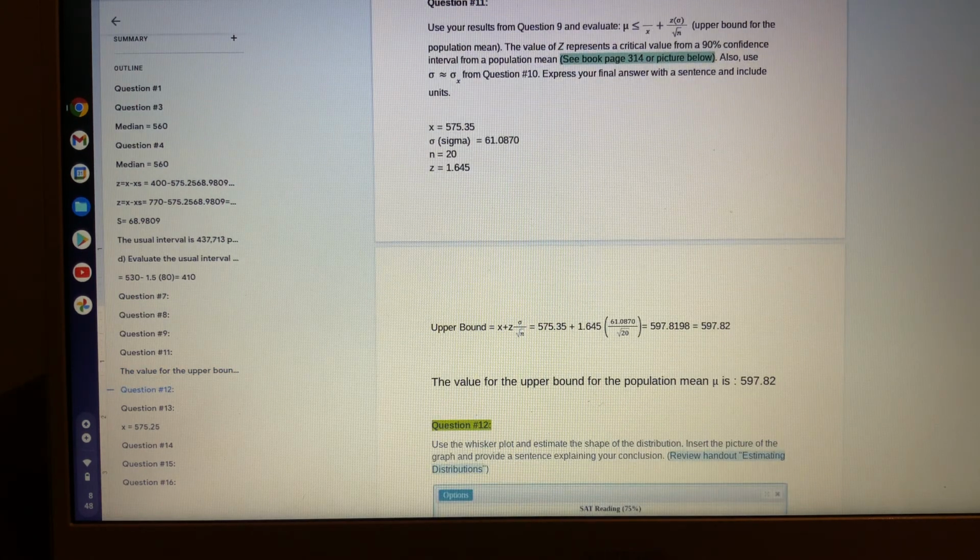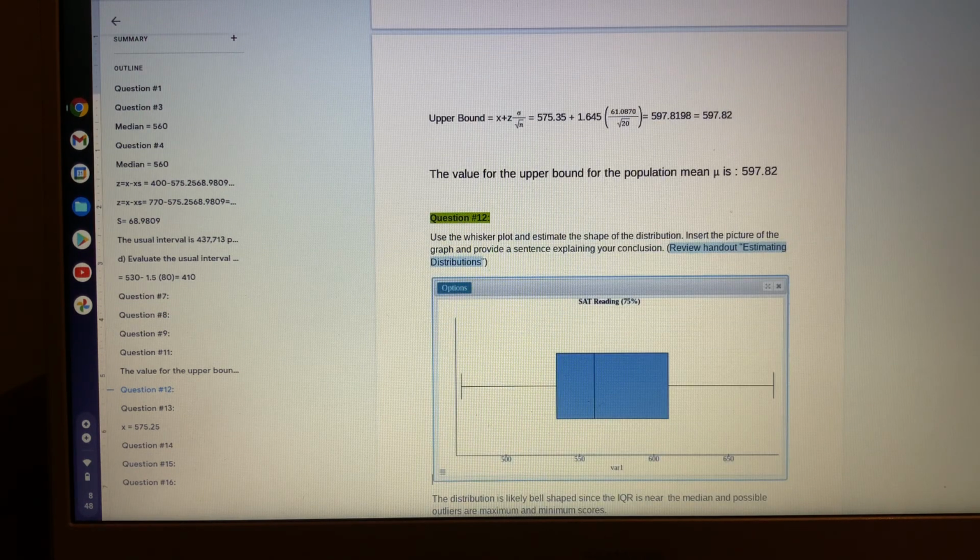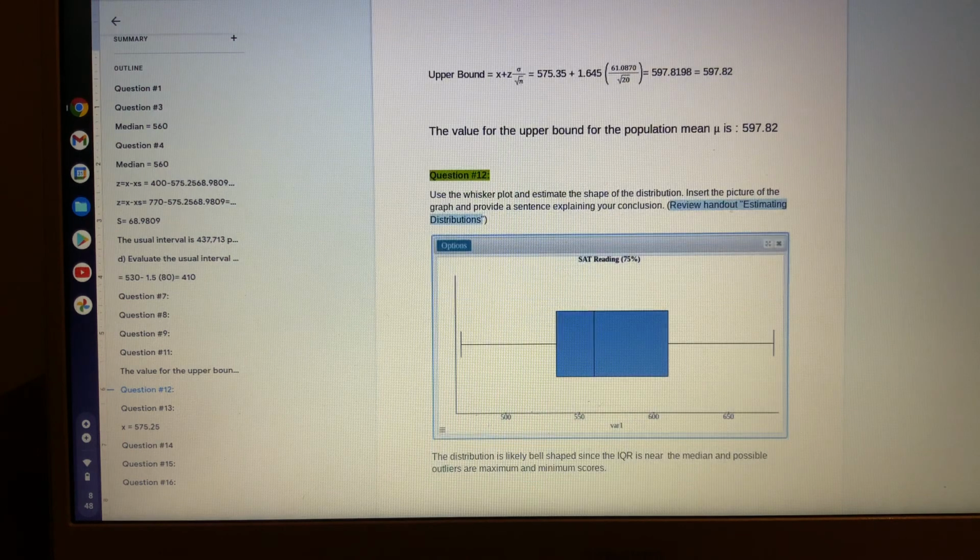As I continued on to question 12, it asked me to do a whisker plot to estimate the distribution shape. And to my conclusion, the distribution is likely bell-shaped since the IQR is near the median and the possible outliers are the maximum and minimum scores.